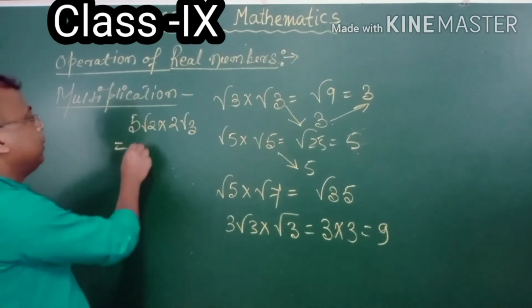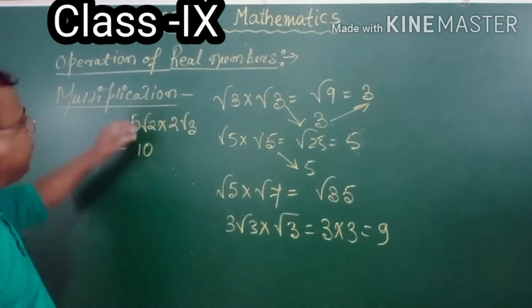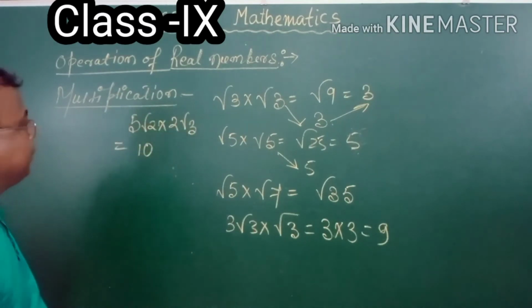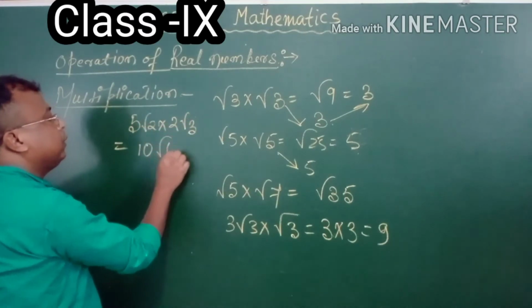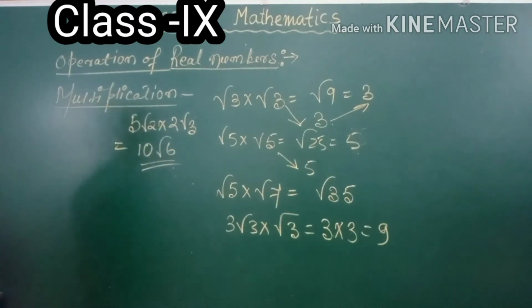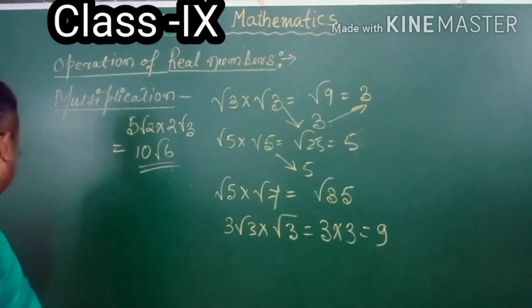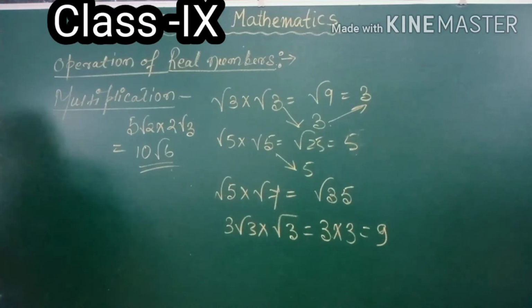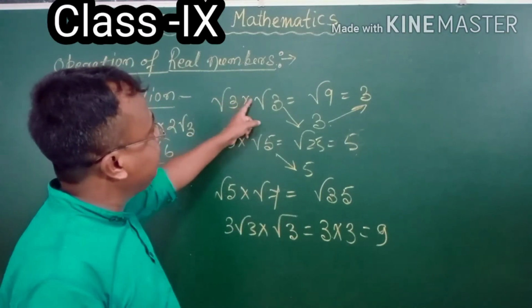5 to the 10. Here, for multiplication, whether the terms are like or unlike does not matter. You can multiply directly. Root 2 into root 3, you can directly write down root 6. Is it clear?